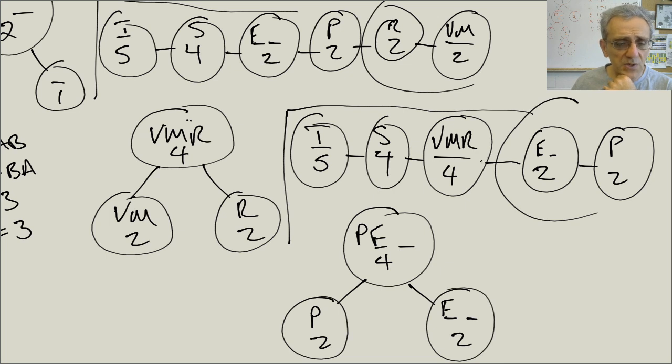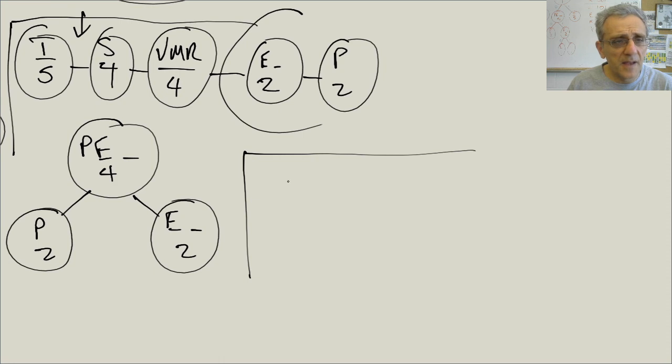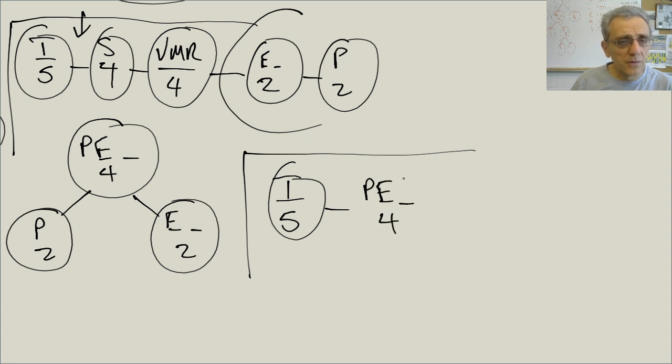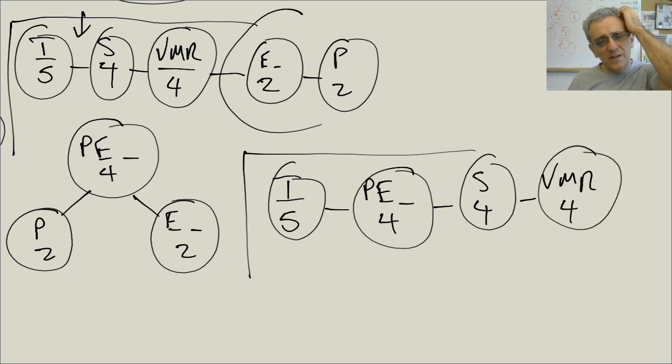So now we take this guy and we put it in. Now, in this situation, we've got a few 4s here, but P comes before S, so it's going to go in the middle here. So let's go ahead and draw that. Let me move things over a little bit. Okay. So we're going to have I5, and then we'll have PE space 4, and then we'll have S4, and then we'll have VMR 4. Okay, and now those last two guys are gone.